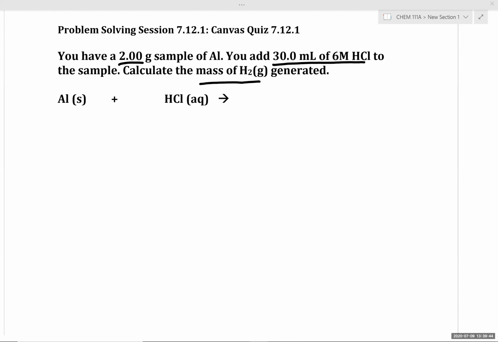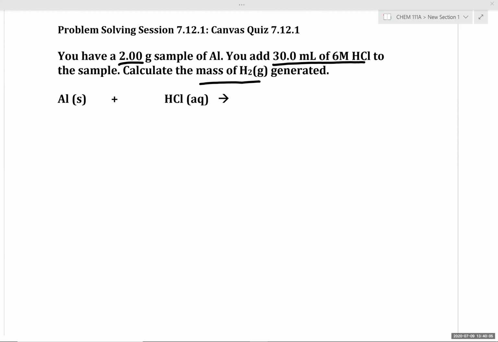Yep, this is a single displacement. The trick now is to predict the product, making sure that you are respecting the overall charge balance of your products. And as this is a redox reaction, you could also use redox methods of balancing.